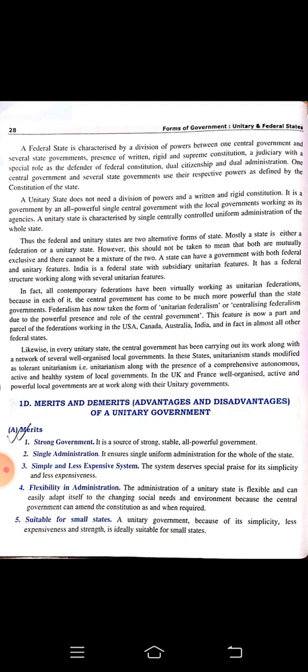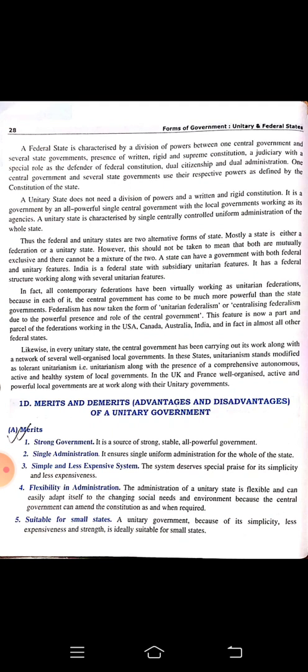What are the demerits? The central government is very powerful. The local government actually has no power, so the center can anytime reject or dismiss the local government. Only one body is there, and that can become autocratic anytime. It is the central government that is the only source and has all the powers, so at any time it can become autocratic by nature.